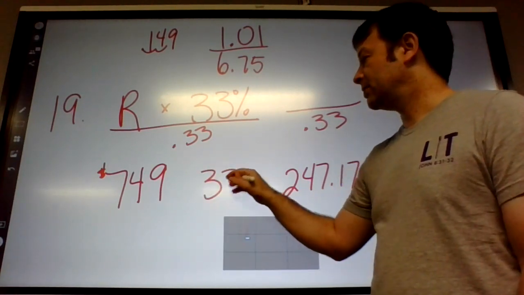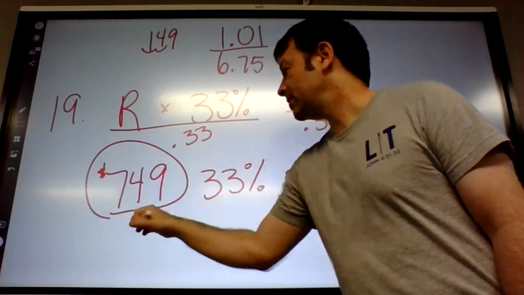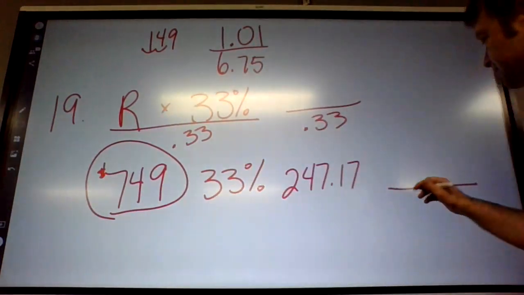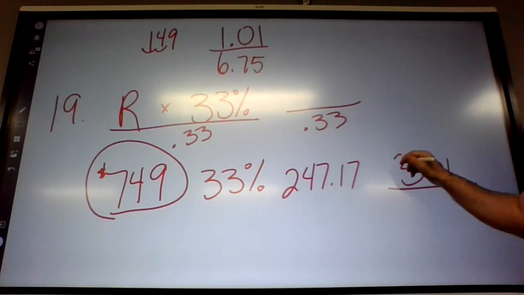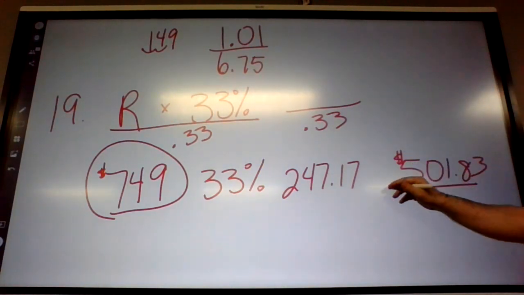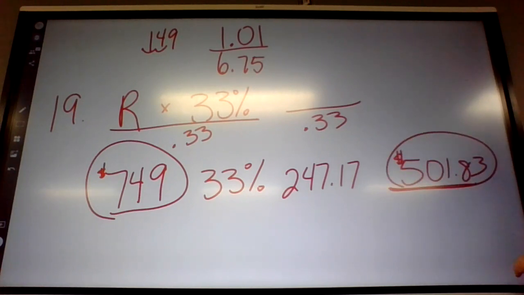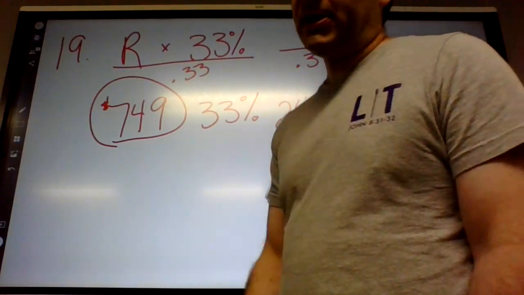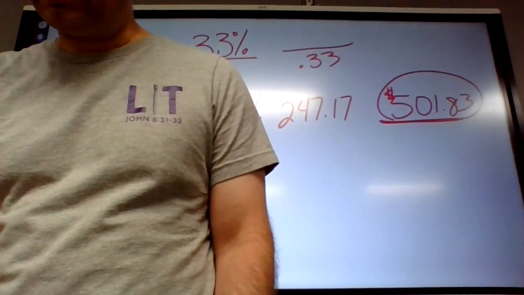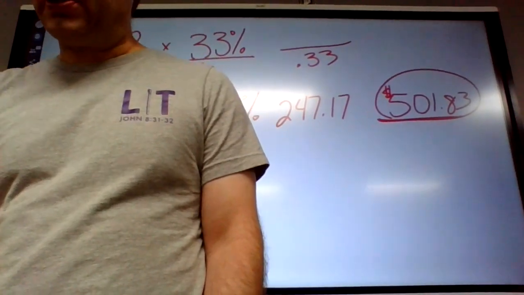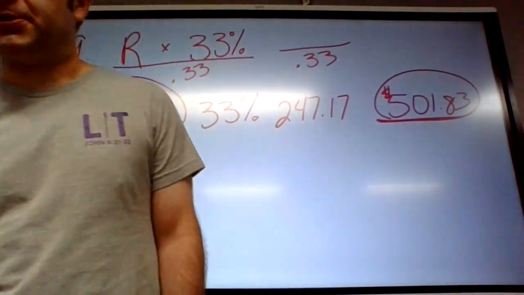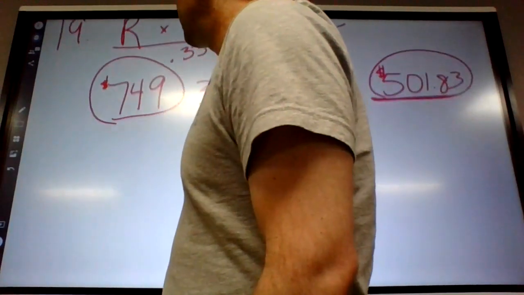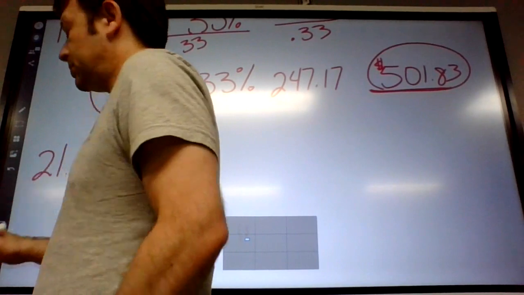And this will be the answer. What does that come out to? 501.83. They did put that for the answer. I guess they don't say round it off in this section, unless it's a percent, round it to the nearest percent. Alright, we're getting close.